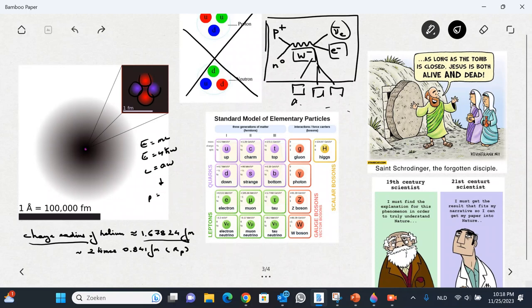That's where I am a little bit in my thinking: I think this classical interpretation is possible through the Zitterbewegung interpretation of quantum mechanics, which in the 90s was revived by David Hestenes. That's not a crackpot scientist like me. Well, I don't think I'm a crackpot scientist, but he also thinks there's no need to make things too complicated. I put two cartoons here, saying Schrödinger, the forgotten disciple. As long as the tomb is closed, Jesus is both alive and dead.